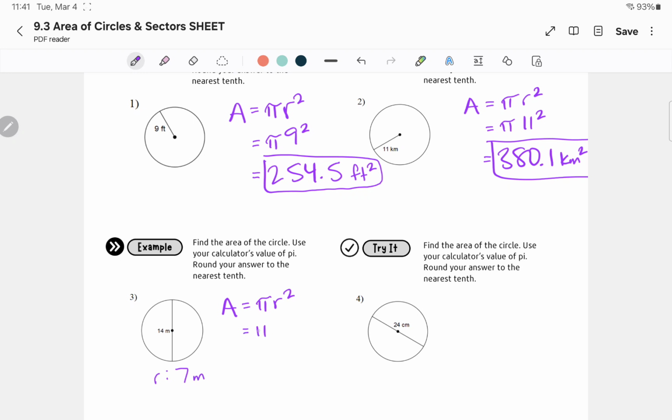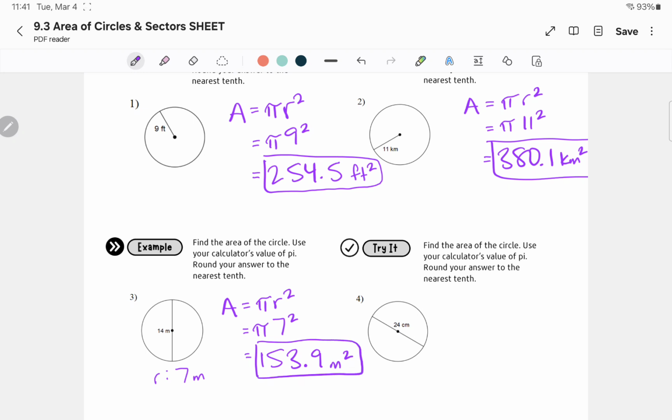So we're going to put in pi times 7 squared into our calculator. So pi times 7, square key, equals, or you can just even put in pi times 49. You should hopefully know our square numbers, but once we put that in, we get 153 point 93, which rounds to 153.9, and that would be meters squared.